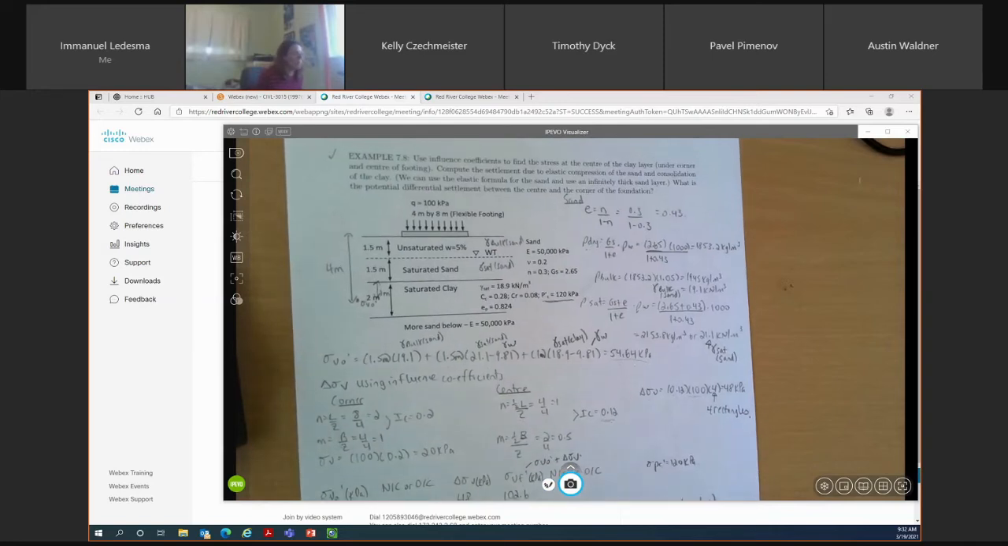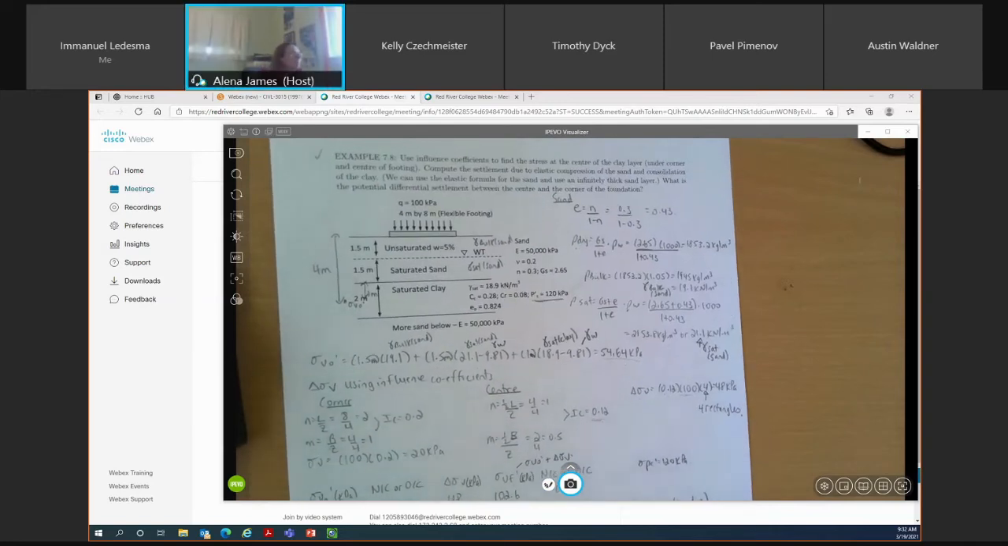Okay, here's another example problem. This is example problem 7, 8. This problem is asking you to use the influence coefficients to find the stress at the center of the clay layer, and then under the corner and under the center of the footing. I'm just going to concentrate on under the center right now. It asks you to compute the settlement due to the elastic compression of the sand and consolidation of the clay.